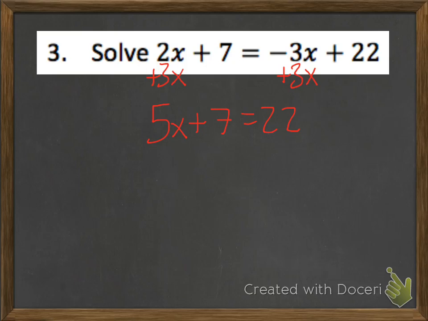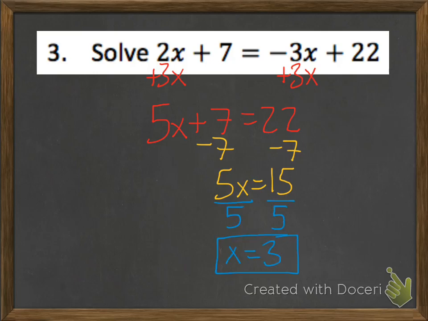Now I can get x by itself. I have an addition of 7 going on, so I want to subtract 7 from both sides, leaving me with 5x = 15, and then I have multiplication, so I need to divide by 5 to give me x = 3.